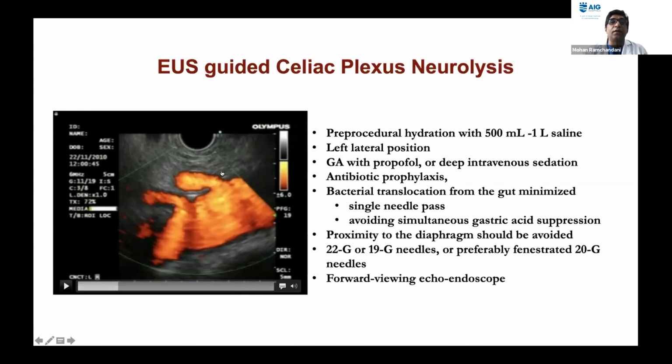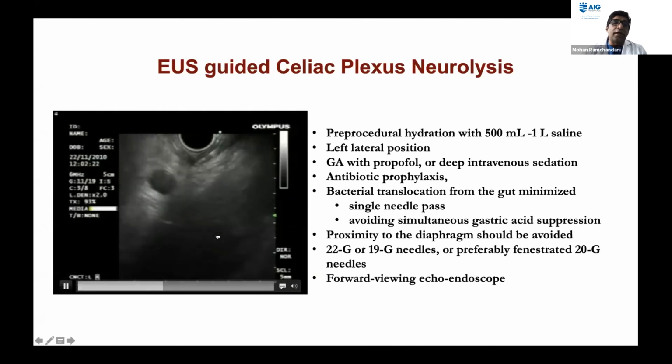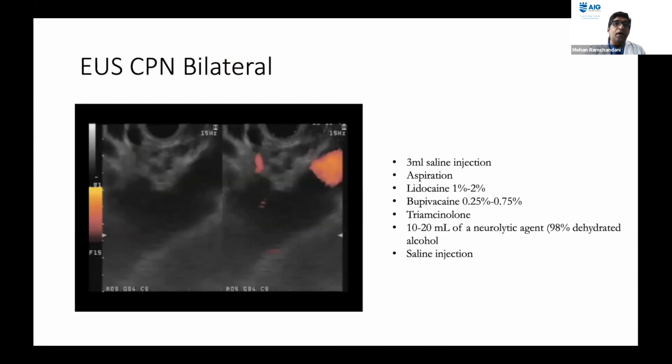Once that is done, you are in the safe zone. That means you have gone into the area where the celiac takeoff is, and your needle is right there. You have aspirated and you are in the right place. Depending on whether you are doing a celiac plexus block or neurolysis, you can inject a local anesthetic agent like bupivacaine or lidocaine, followed by the next agent. So this is the first step where you locate that area.